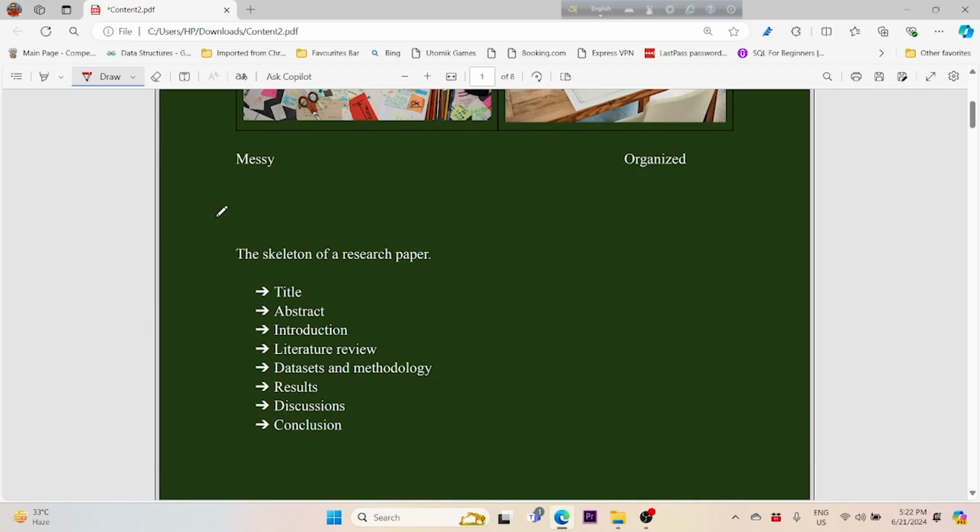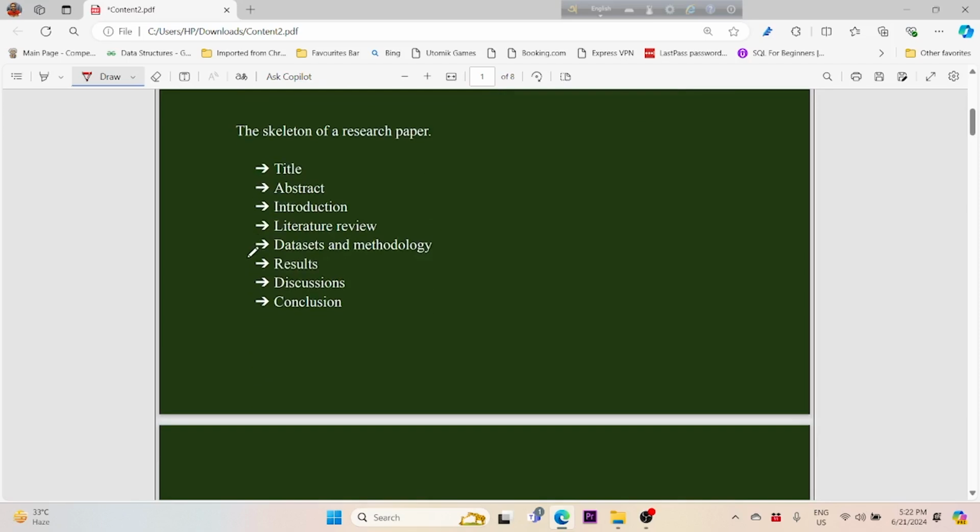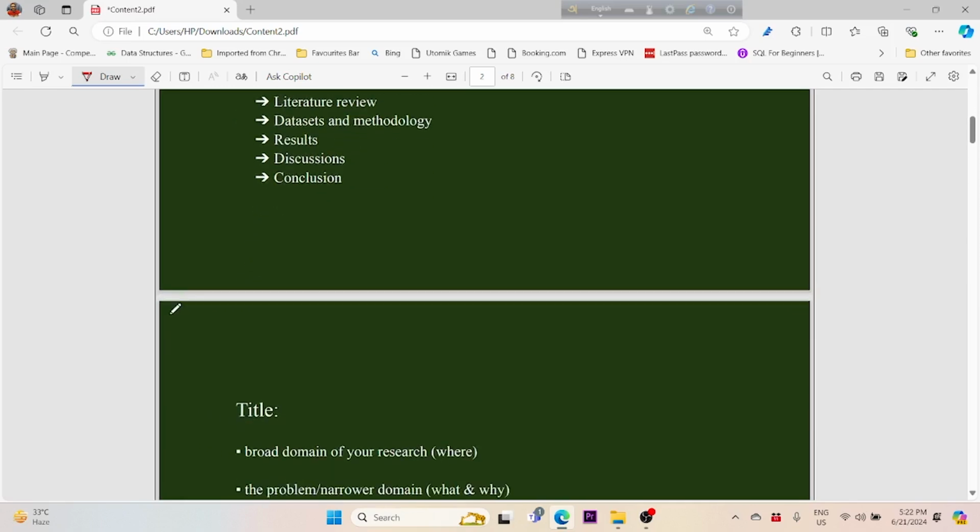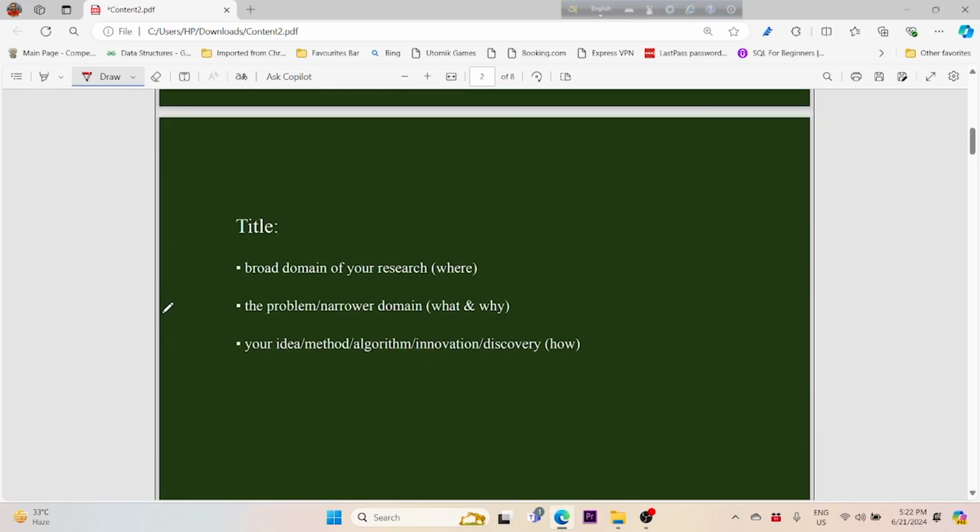So grab a pen and paper or open your favorite note-taking app. Let's dive in. Here you can see the skeleton of a research paper: the title, abstract, introduction, literature review, datasets and methodology, results and discussions, and the conclusion part. First, we will talk about the title section.